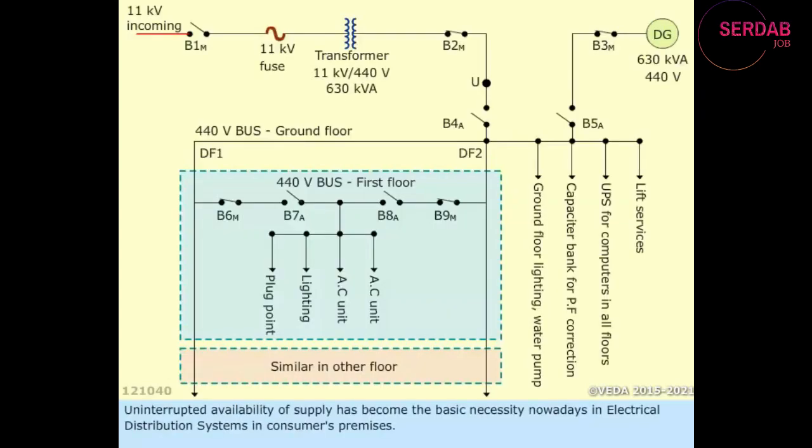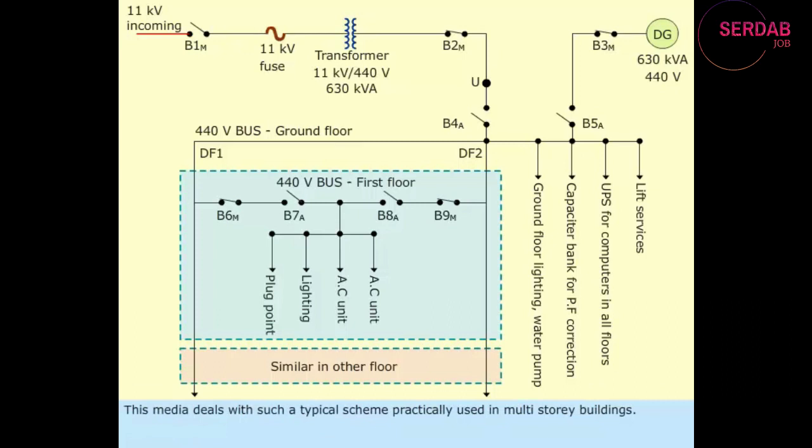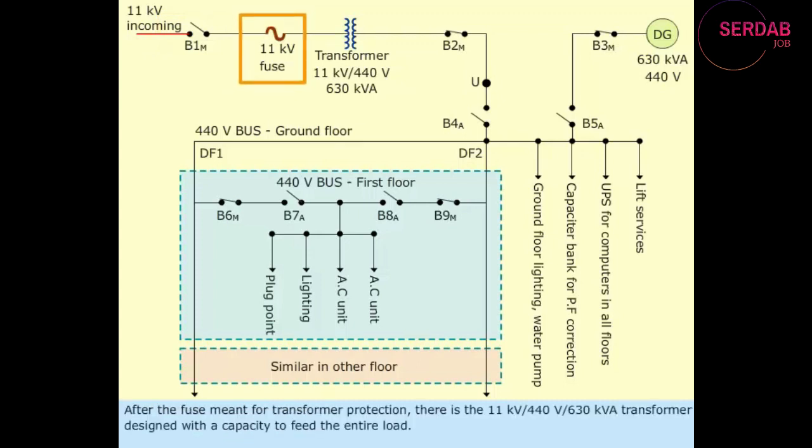Uninterrupted availability of supply has become the basic necessity nowadays in electrical distribution systems in consumers' premises. This media deals with such a typical scheme practically used in multi-story buildings. Electric supply is received at 11 kilovolts level from utility. B1 sub M is the circuit breaker at the incoming point. It is manually operated. After the fuse meant for transformer protection, there is the 11 kilovolt, 440 volt, 630 kilovolt amp transformer designed with a capacity to feed the entire load.